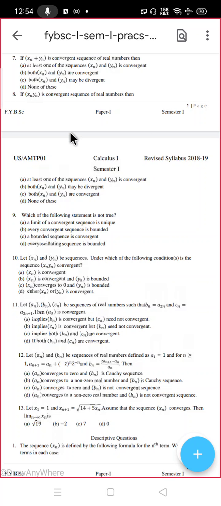Okay, so perfect, very nice. You gave xn equal to n and yn equal to 1 upon n, correct? So you are saying one of them is convergent and one is divergent. This converges to 0, this goes to infinity, that is, this is divergent. So that's why you are saying option A, at least one of the sequences xn and yn is convergent. Correct?